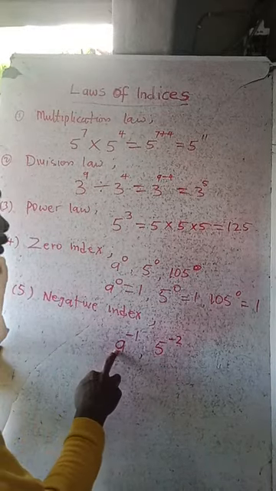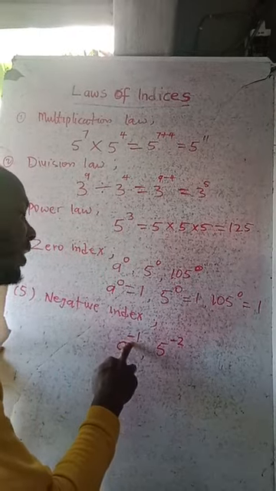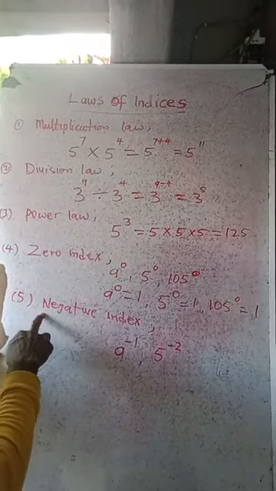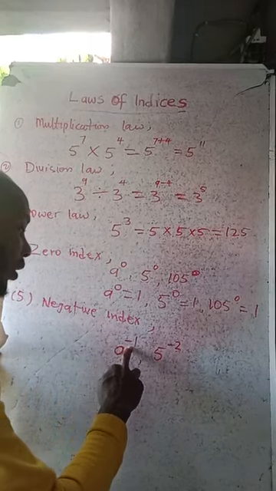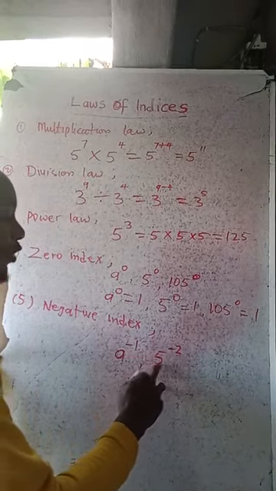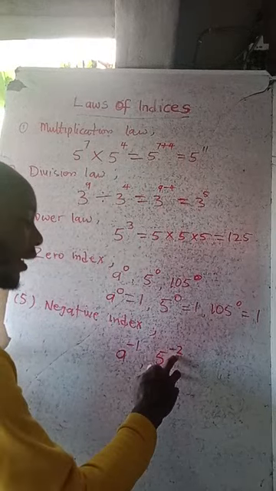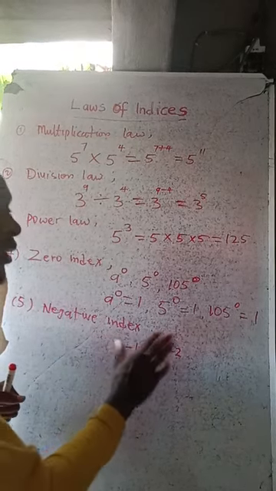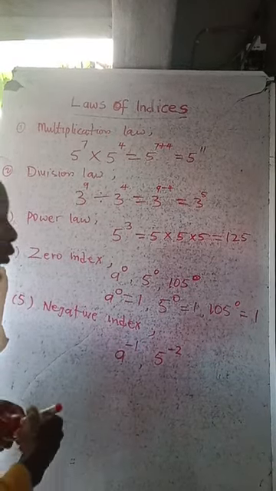We have a raised to the power minus. It means that the power, the index, is what? Negative. That's why we have negative index. So the power is negative. Yeah, 5 raised to the power minus 2, the power is negative. Are you getting it? Alright. So whenever the power is negative, how do you do it?